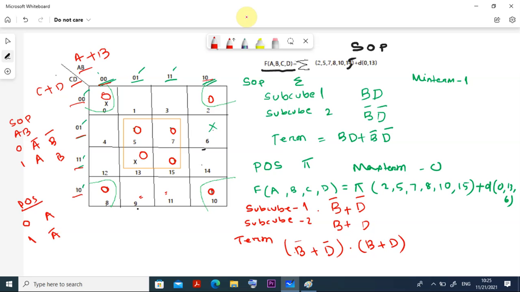And otherwise, with this, we have completed the sum of product, the product of sum, that is 2 variable, 3 variable, 4 variable, 5 variable, and here the case of the don't care.